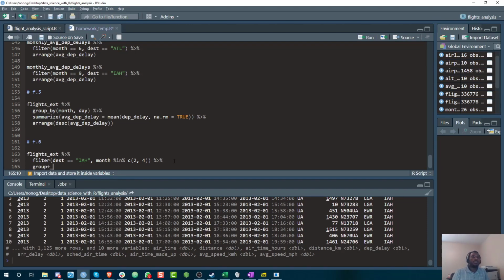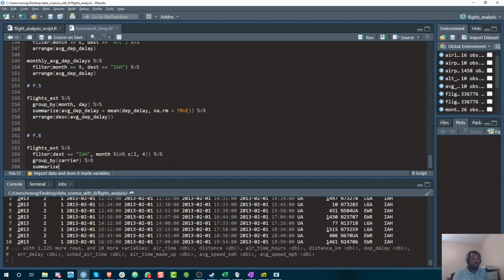All right, so we want it by carrier. So group by carrier, you want the average speed of travel. Okay, and I think we had one in kilometers per hour or something like that, right? Okay, that's average speed in kilometers per hour. Yes, and that's the average speed in miles per hour. Okay, over here. So we can use whatever we want.